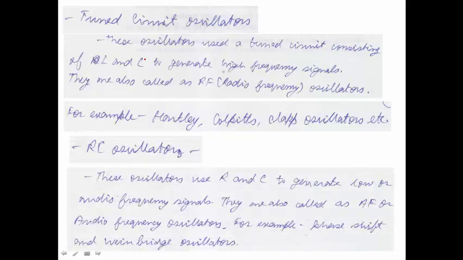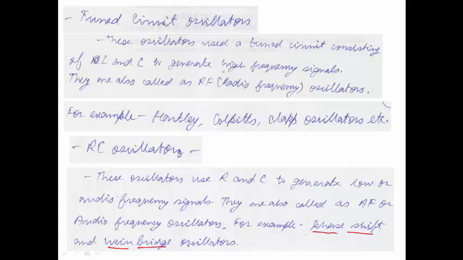The next type of oscillators are known as RC oscillators. As the name suggests, they use resistance and capacitance to generate lower-end audio frequency signals. These are the low frequency oscillators which we are looking for, because we definitely work on low frequencies as far as voice is concerned. So they are basically audio oscillators, called audio generators or audio frequency generators. The examples include the phase shift oscillator and the Wien bridge oscillator. These are the two examples of RC oscillators. First one is phase shift, and the other one is Wien bridge.